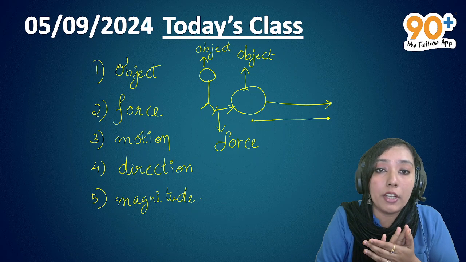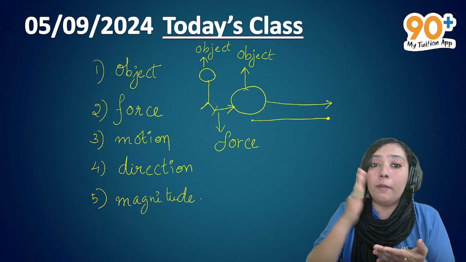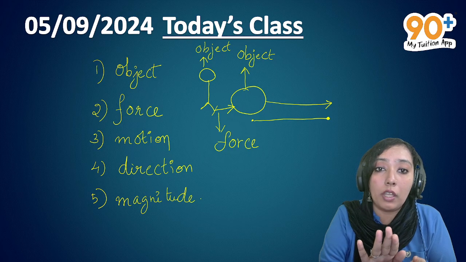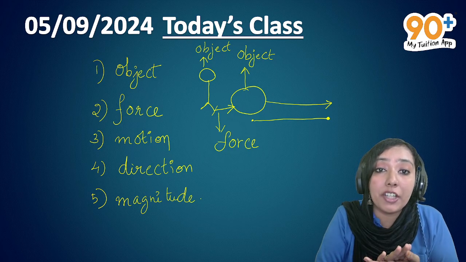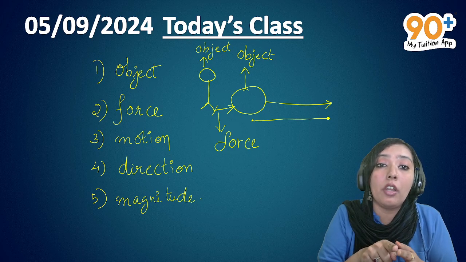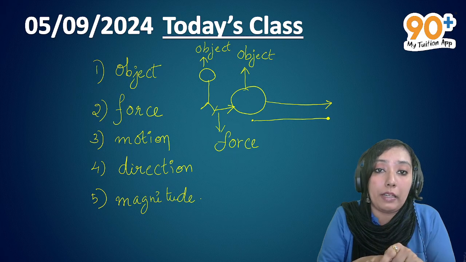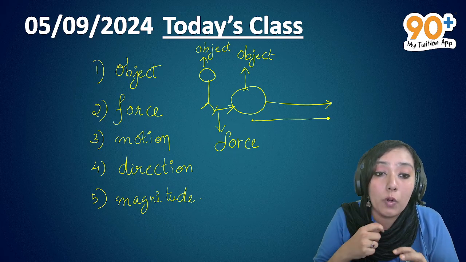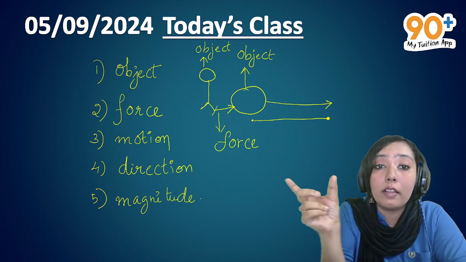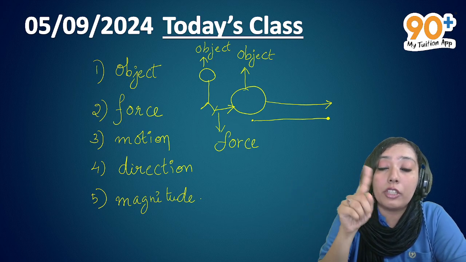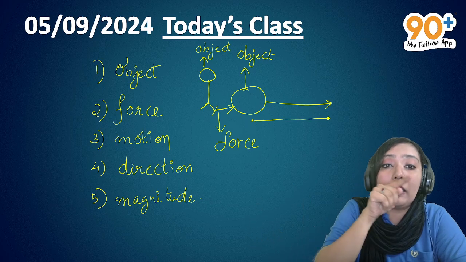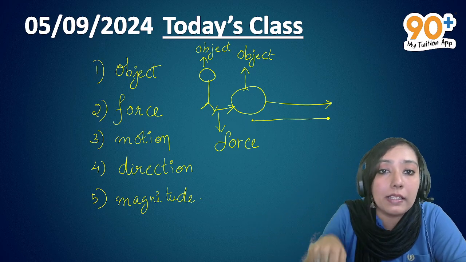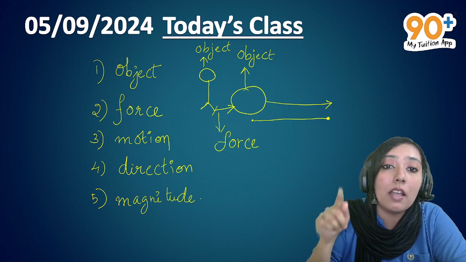Okay. So motion understood: moving from one place to another. How? By application of the force. Now, to which direction? To the direction of the force applied. The direction to which we have applied the force, that is called that direction. So the direction of the motion and the direction of the force should be the same. It will be the same.